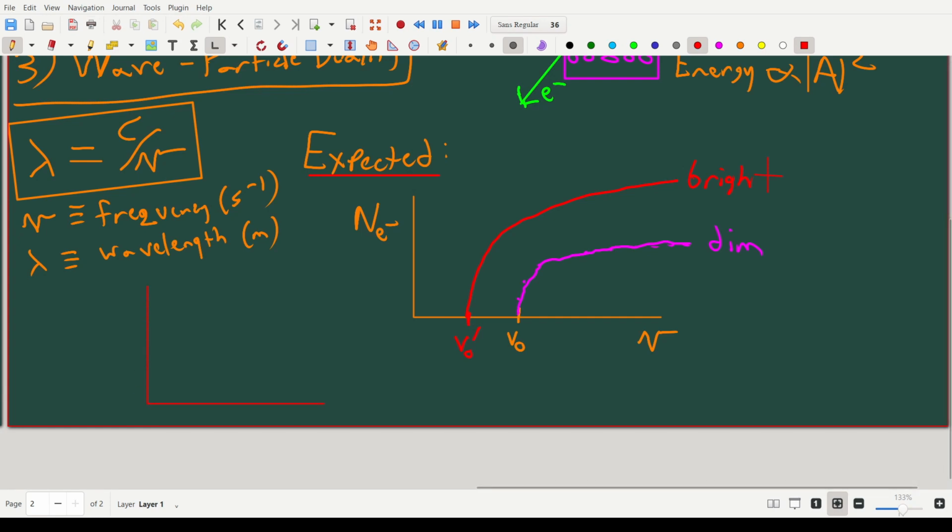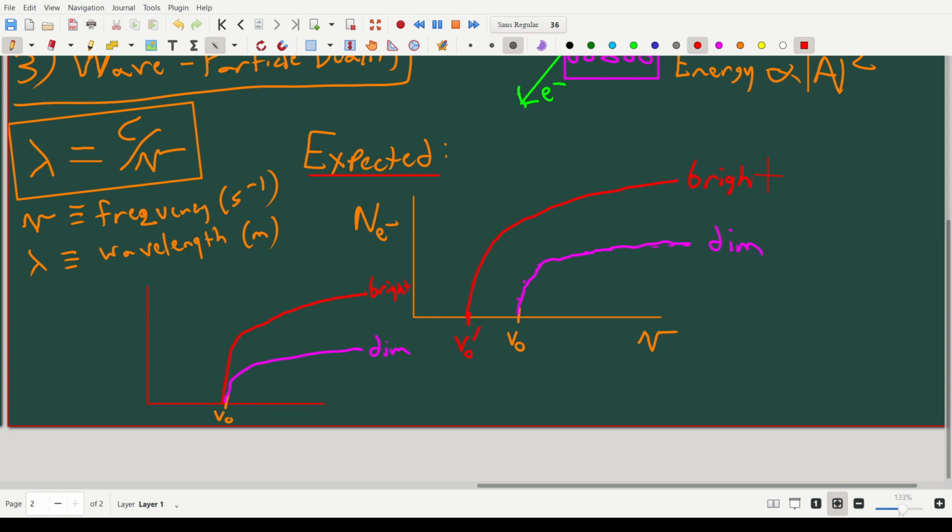Here's the actual plot. So here's my V naught, and at some brightness, I'll do it in purple again, I see this curve. Dim. And then when I impart the bright light, I get more electrons out, but the frequency doesn't shift. The critical frequency is still the same. The frequency is independent of the intensity.